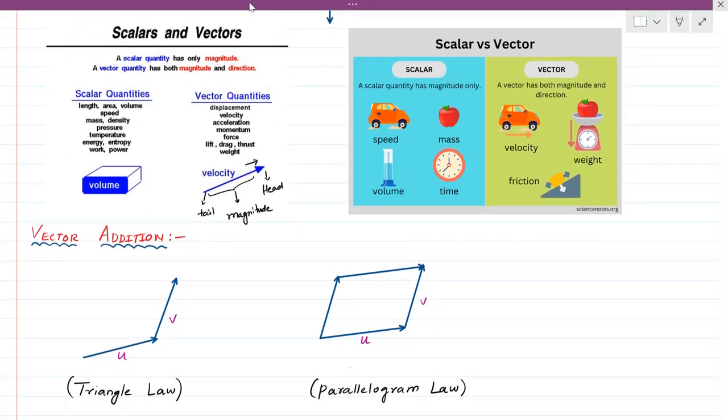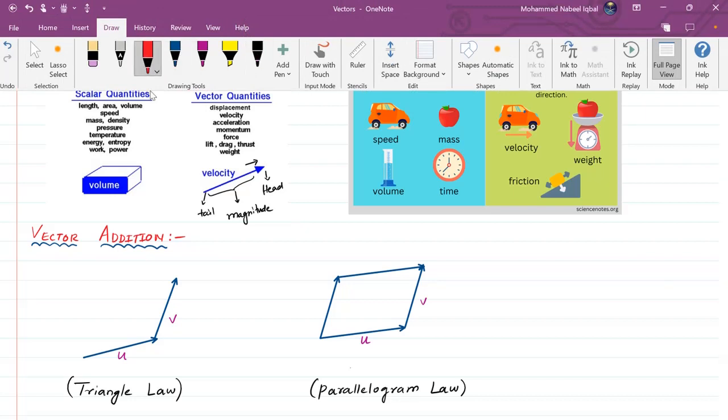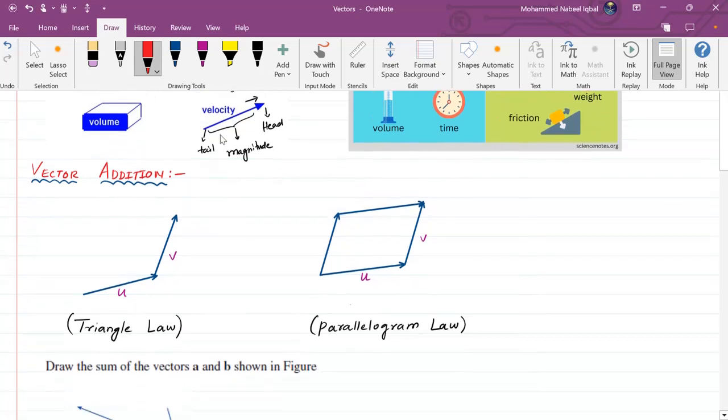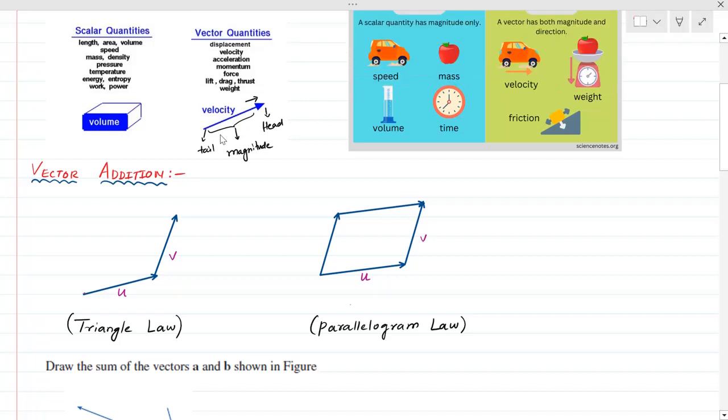Now, if you have two vectors, how will you add them? This is very simple: vector addition by using the triangle law or the parallelogram law. Suppose u and v are the two vectors. I can add them by completing the triangle, and this is the u plus v vector. Similarly, in a parallelogram, this is the u vector and this is the v vector, and the diagonal is u plus v from this side, and from the other side it is v plus u, so both are the same.